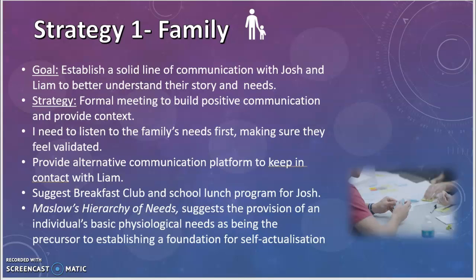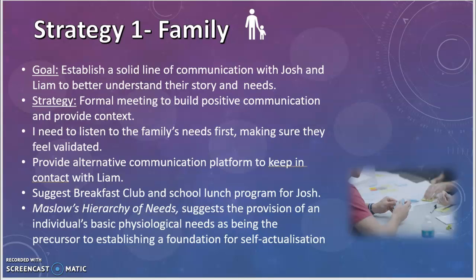Liam has been reluctant to communicate with me in the past, so I suggest to him to use the Class Dojo app, where he can private message me and keep up to date with all of the classroom work Josh is doing. This is a great informal way for us to communicate and may be easier for Liam as we build rapport in our relationship.